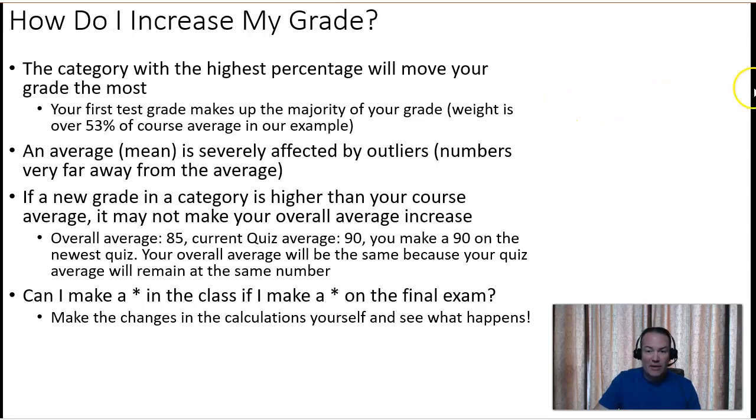So for example, in our example, since tests counted the most, getting a very high test grade is going to have the best chance of moving your grade higher, or if you do really poorly on a test, it's going to move your overall grade lower.